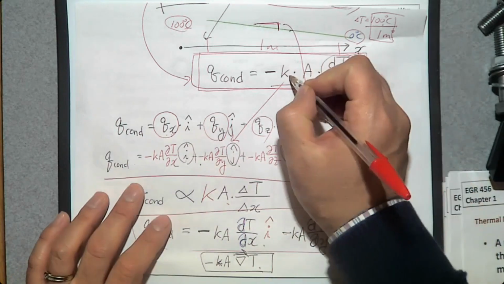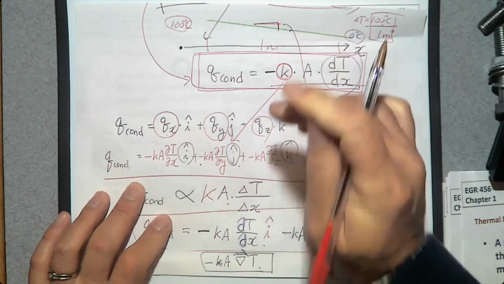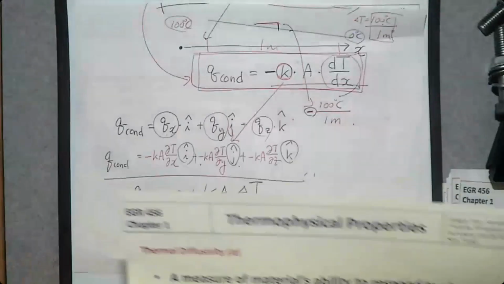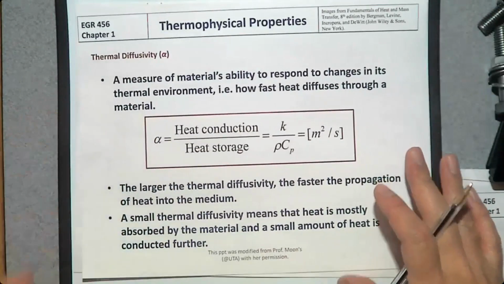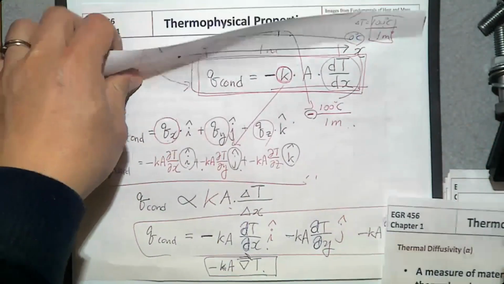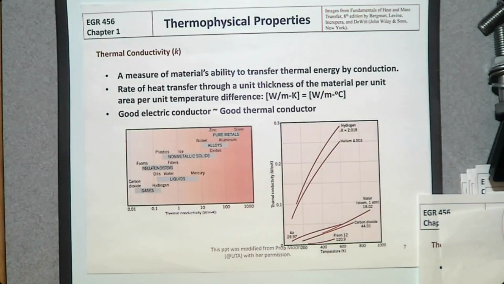So usually we use thermal conductivity K to show a material's ability to transfer heat. So that means how fast heat transfers in a material. Thermal conductivity is a measure of a material's ability to transfer thermal energy by conduction. And this is a material property that is temperature dependent.